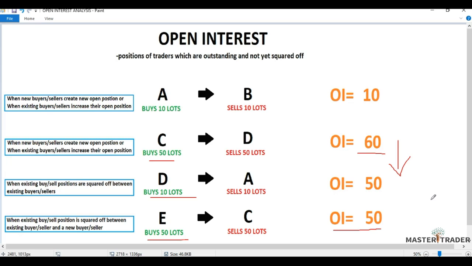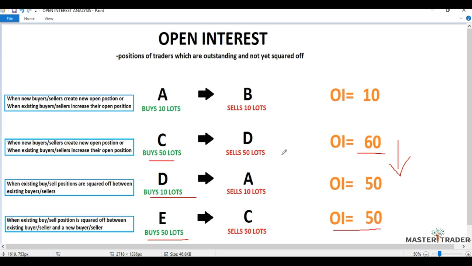A lot of traders, especially the big institutional players, use open interest extensively. We're going to look at this in more detail once we get into the option chain analysis, which will be covered in another video. But for the basics and for a brief understanding, this is what open interest is.